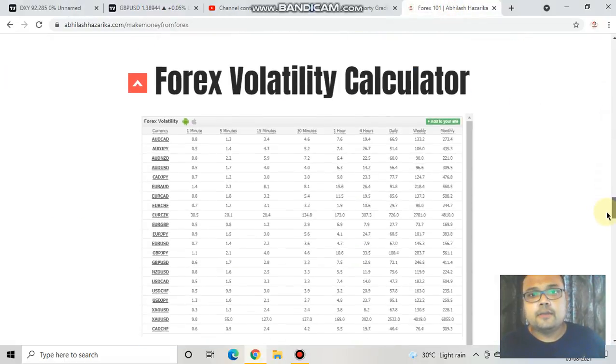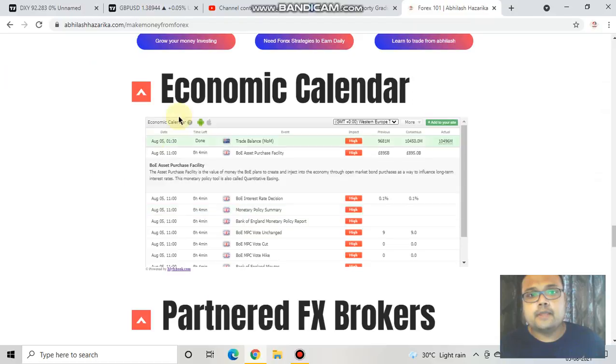So again, I'll be saying that please consult this economic calendar every day. Do not miss this economic calendar, please.